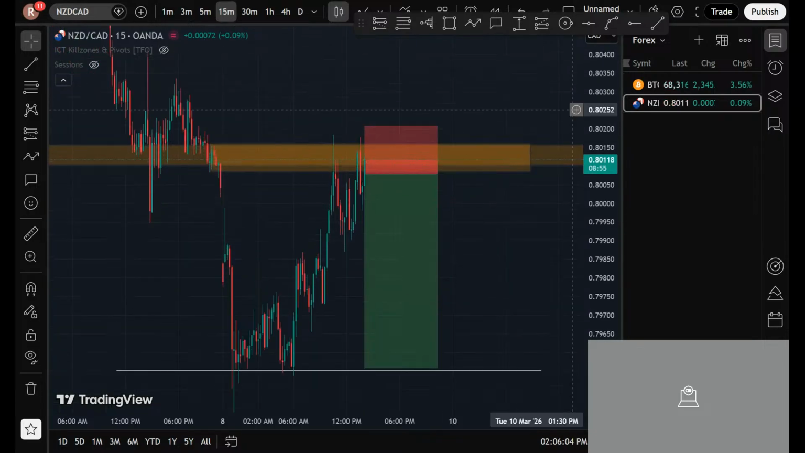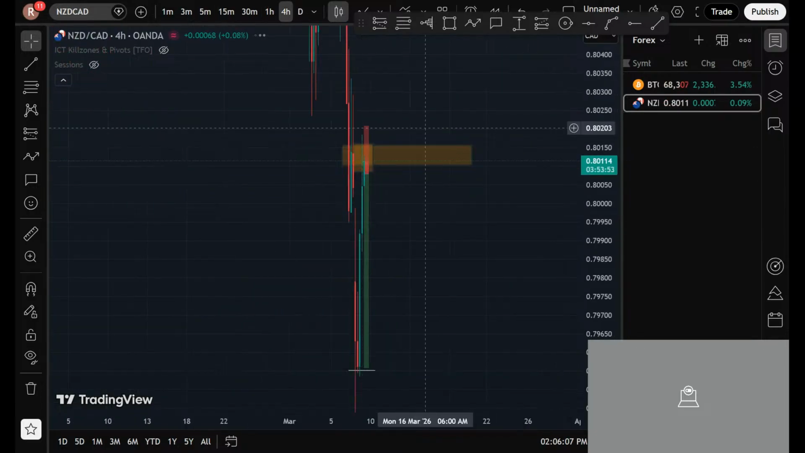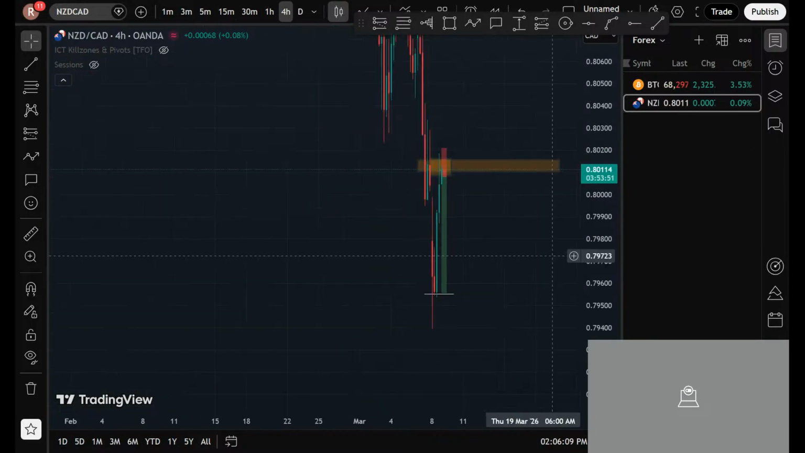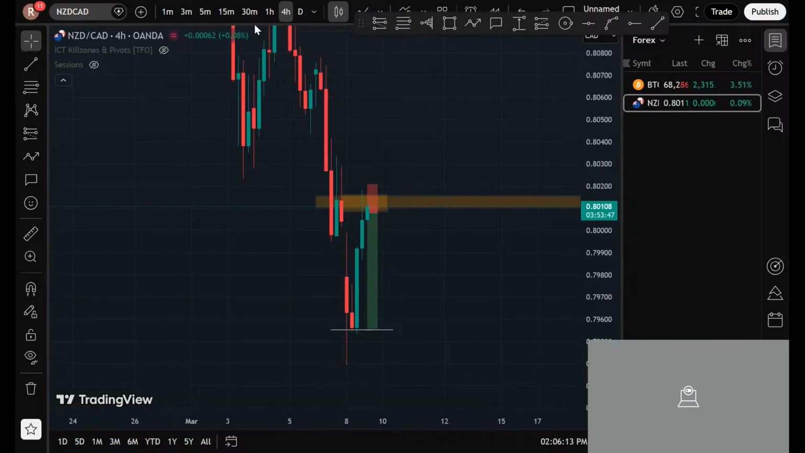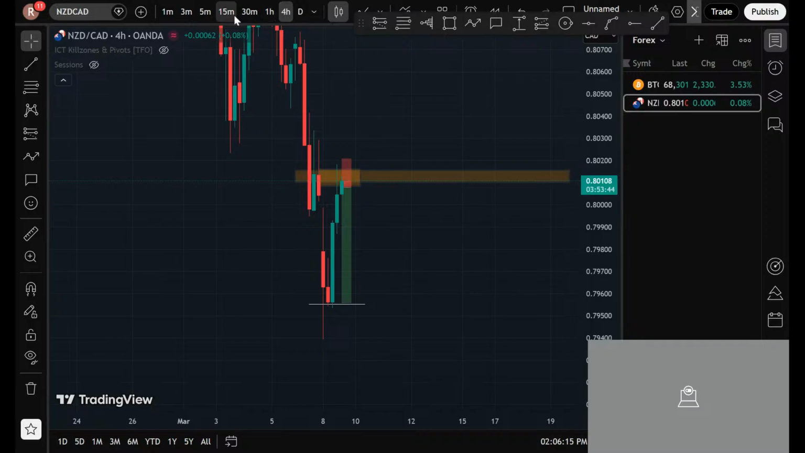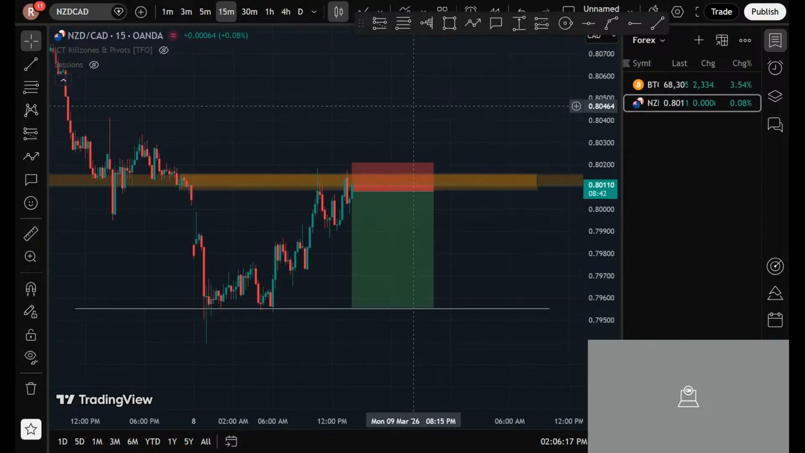You can see price going to make that upper wick for this 4 hour candle. But if it gives my take profit, it's going to be a good one.